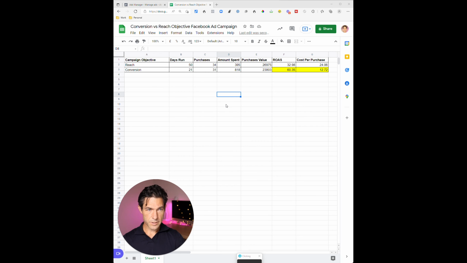If we visualize the data from each of the campaigns in a table like this, we can see where the differences are. The first thing I'll point out is that we did run the reach campaign for a lot longer than the conversion campaign because it's still running at the moment. However, the main thing is that the return on ad spend from the conversion campaign was slightly more than 60 times versus around about 33 times from the reach campaign. And the cost per purchase was $12.72 per purchase versus $24 from the reach campaign.